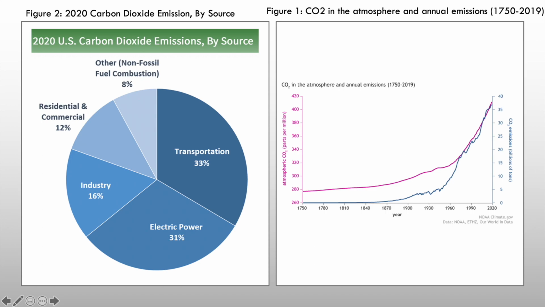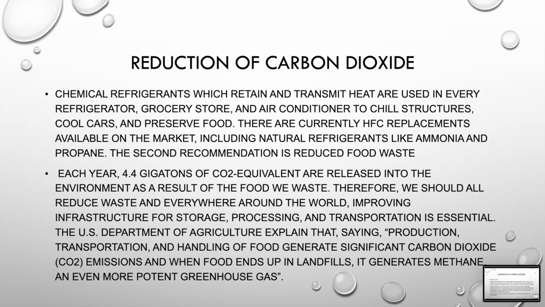sources. The first recommendation of reducing the emission of greenhouse gases is chemical refrigerants. Chemical refrigerants, which retain and transmit heat, are used in every refrigerator, grocery store, and air conditioner to chill structures, cool cars, and preserve food. There are currently HFC replacements available on the market, including natural refrigerants like ammonia and propane.